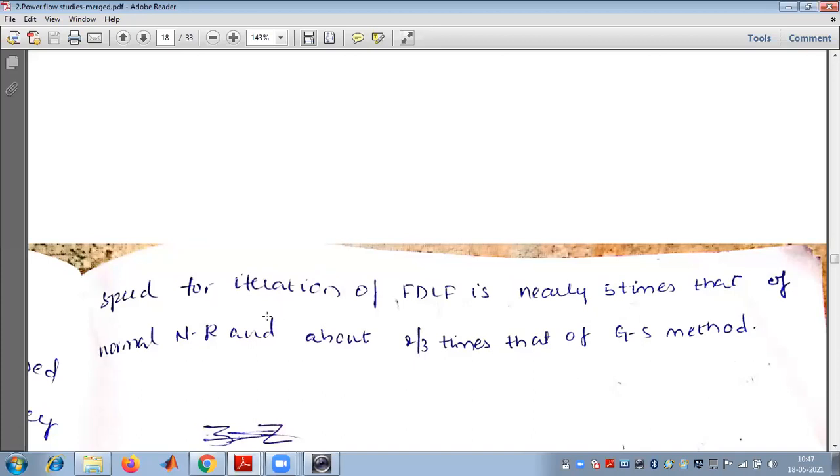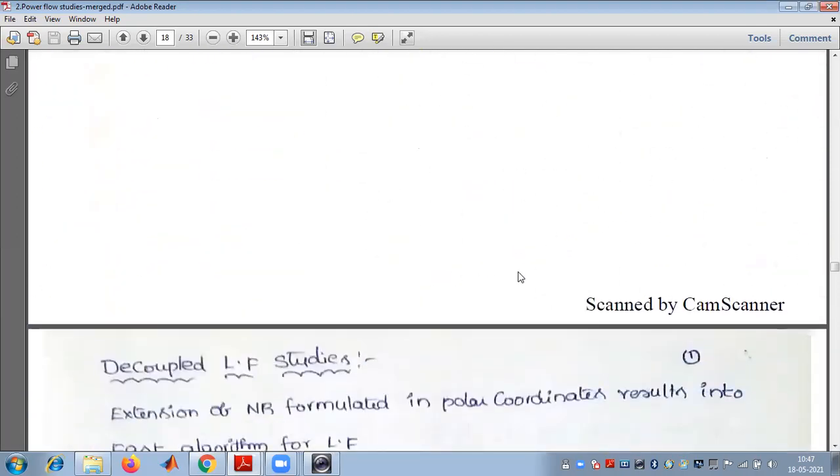Now see how accurate it is, how efficient it is. That's why we prefer fast decoupled load flow methods for calculating the load flow solutions. So this is the advanced version of the NR method, right?